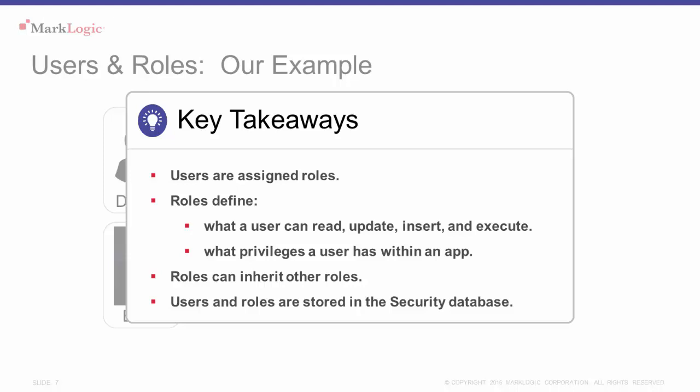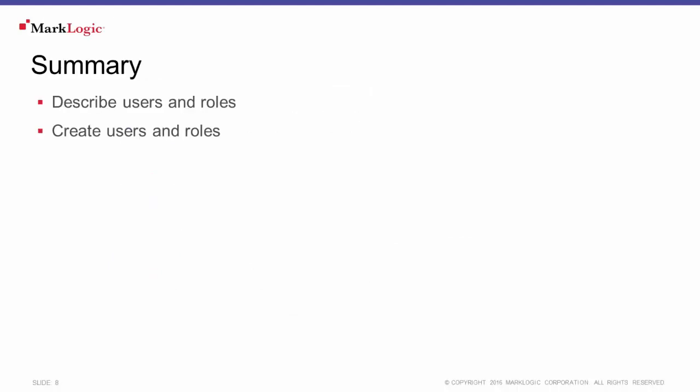Roles also define what privileges a user has. For example, can a user execute a particular function? We'll talk more about privileges in a future episode as well. We've seen that roles can exhibit inheritance and therefore inherit other roles. And we know from our discussions back in episode 1 that users and roles are documents that get stored in the security database. So in summary, we've taken a closer look at users and roles, and we've looked at how to create those users and roles by leveraging the Management REST API and server-side JavaScript.